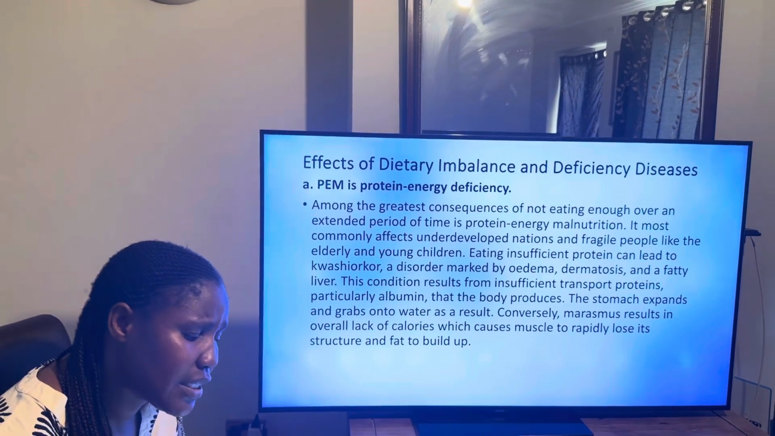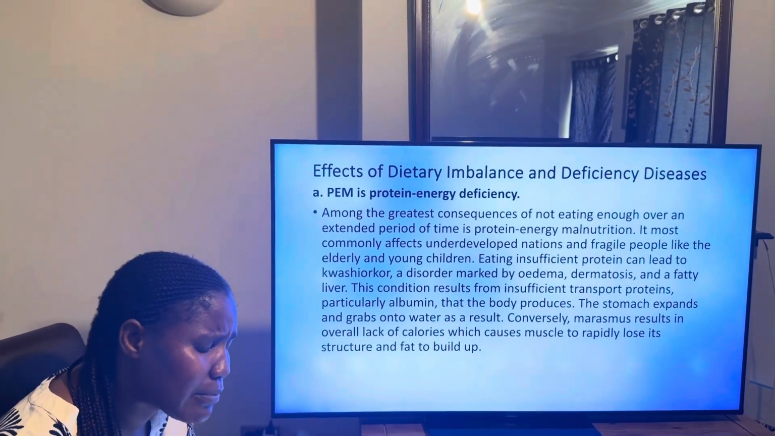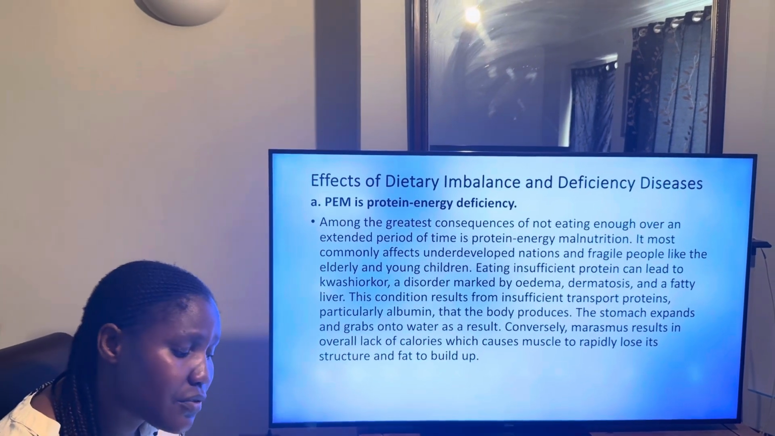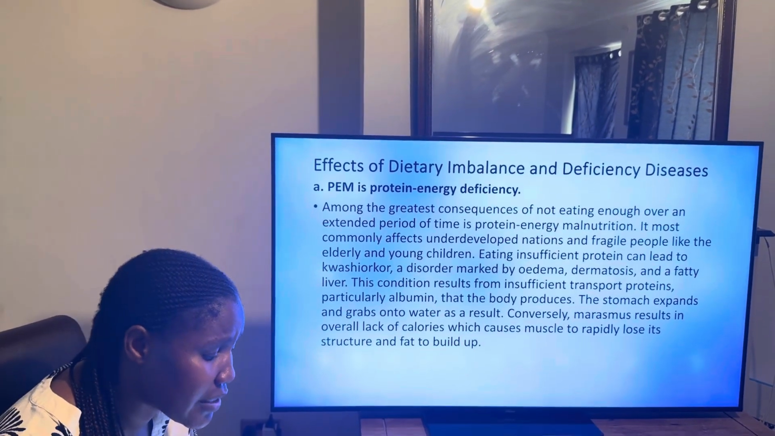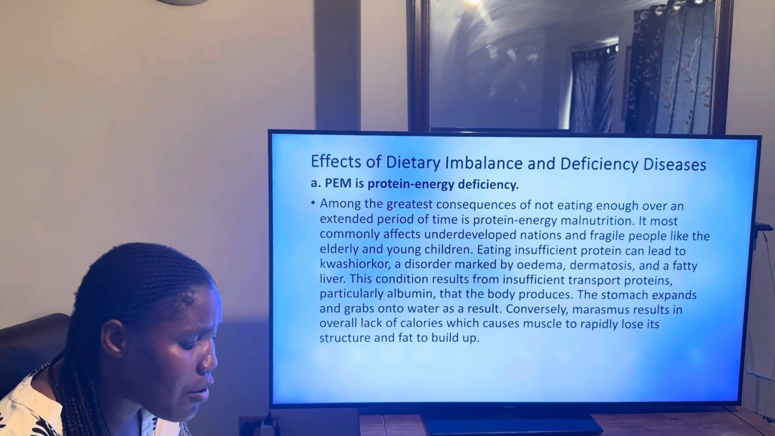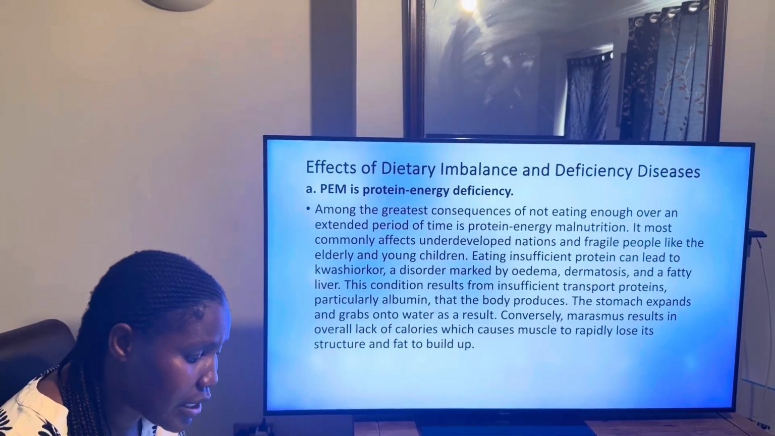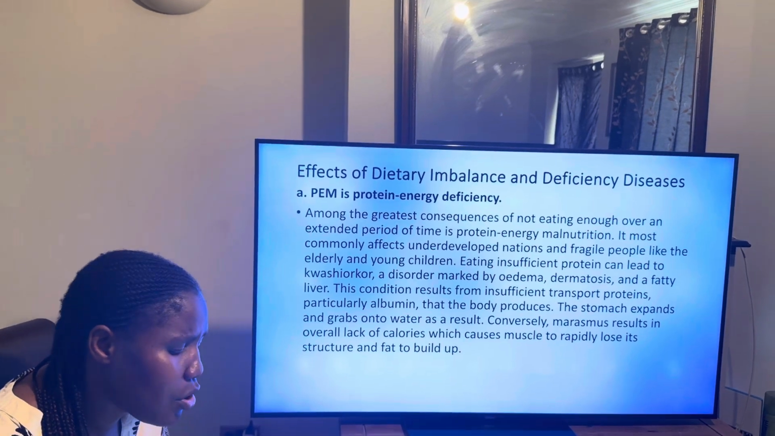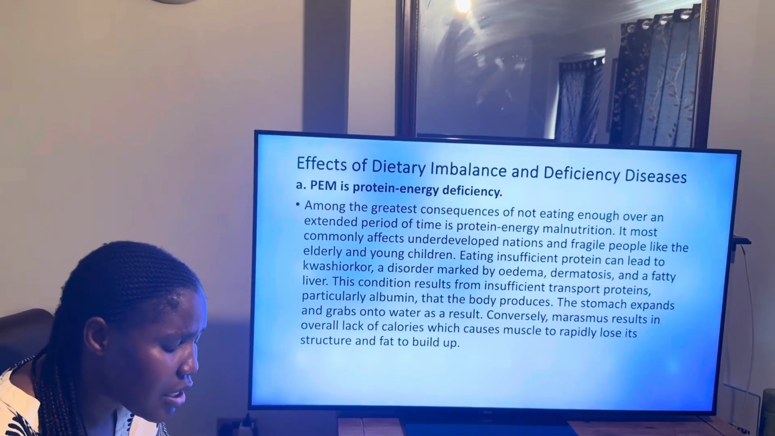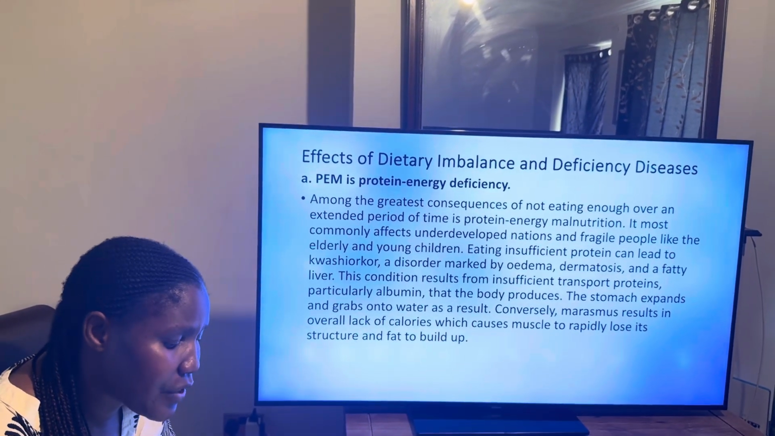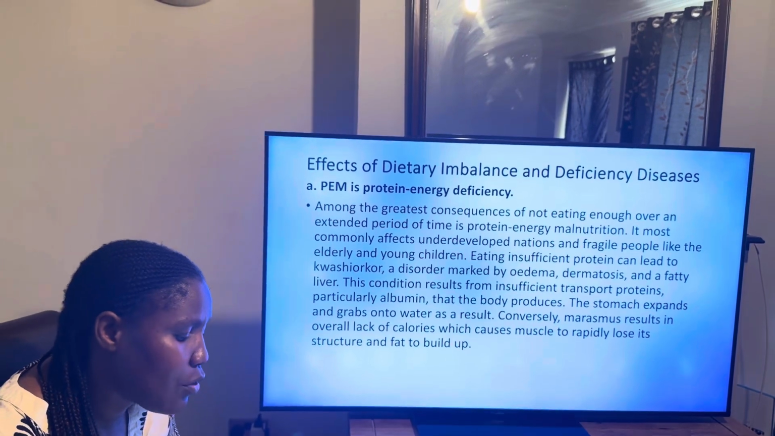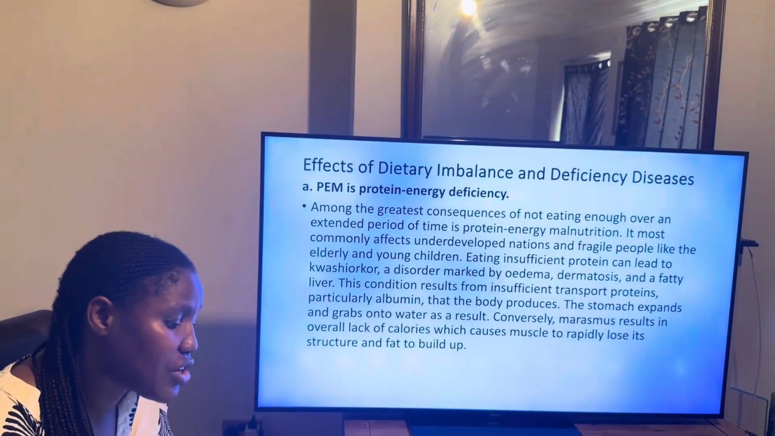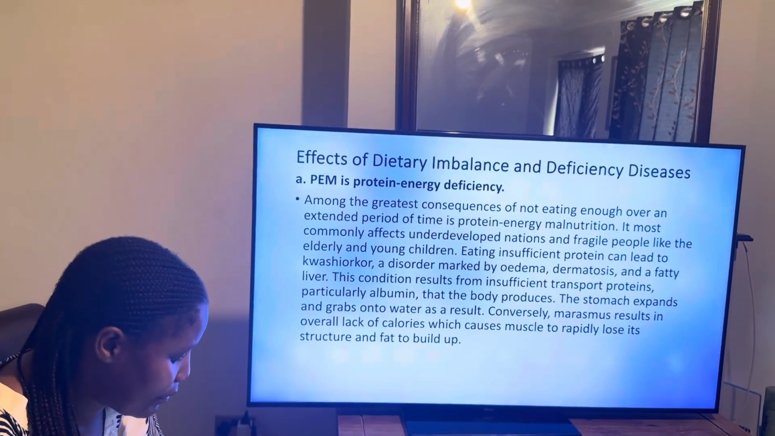Eating insufficient protein can lead to kwashiorkor, a disorder marked by edema, dermatosis, and fatty liver. This condition results from insufficient transportation of proteins, particularly albumin, and the body produces less. The stomach expands and holds onto water as a result. Conversely, marasmus results in an overall lack of calories, which causes muscle and rapid loss of structure and fat to build up.